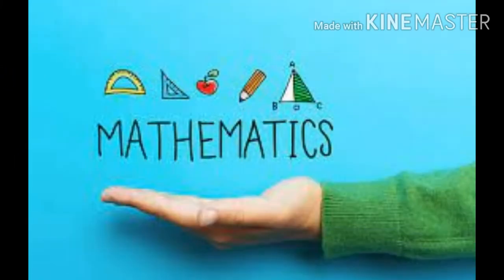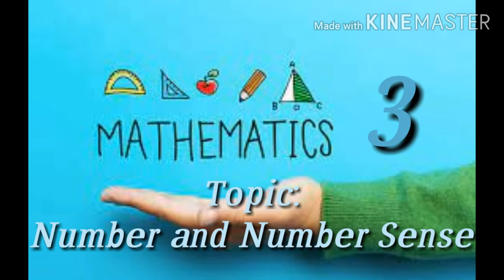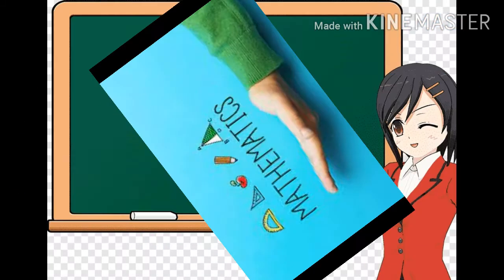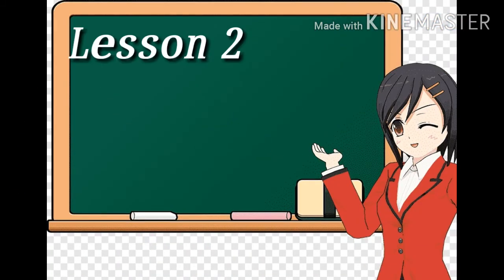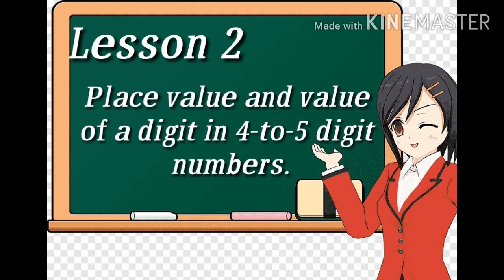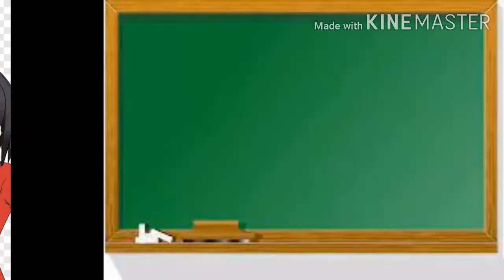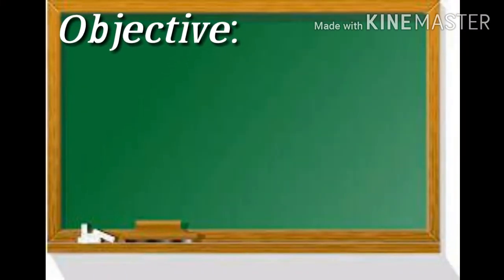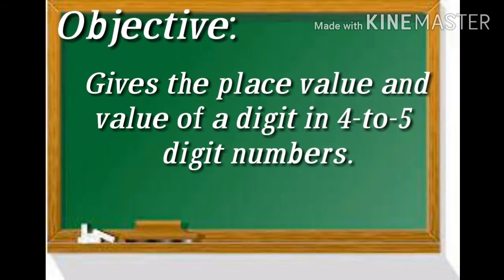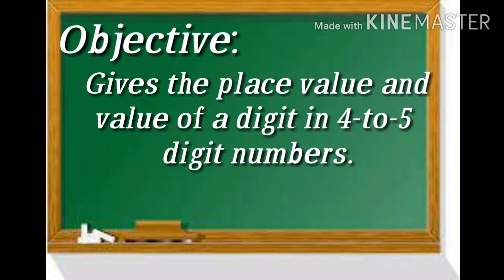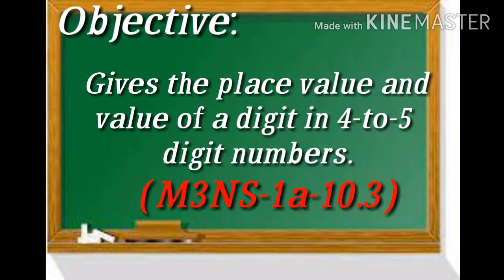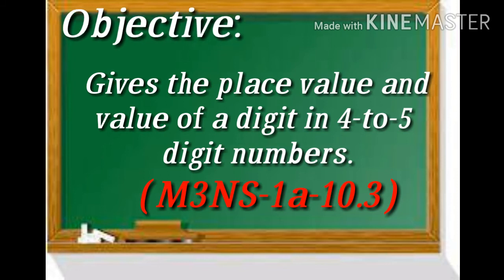Mathematics 3, topic: Number and Number Sense. Lesson 2: Place value and value of a digit in 4 to 5 digit numbers. Objective: the learner should be able to give the place value and value of a digit in 4 to 5 digit numbers.